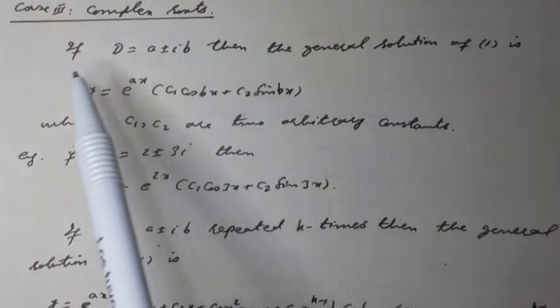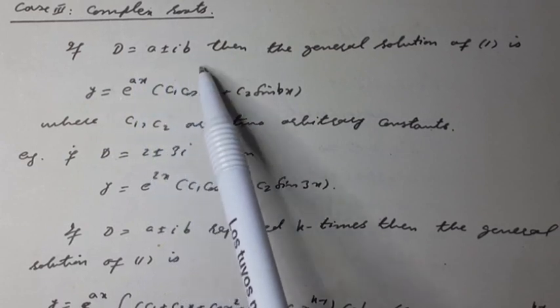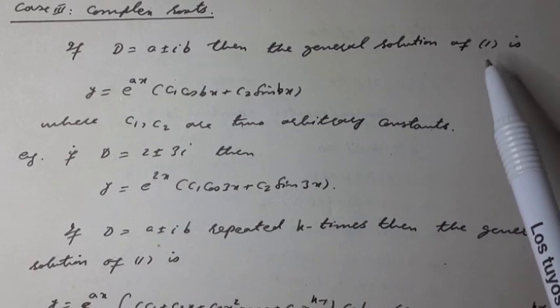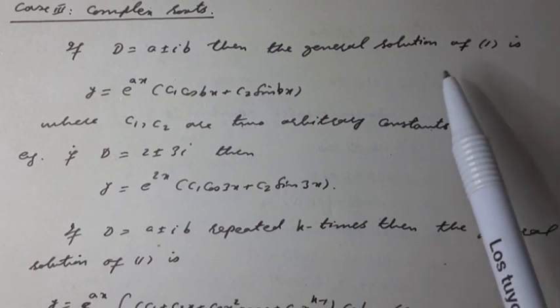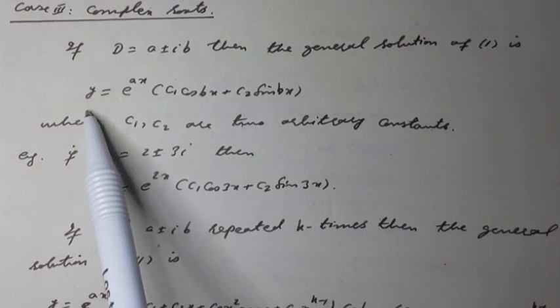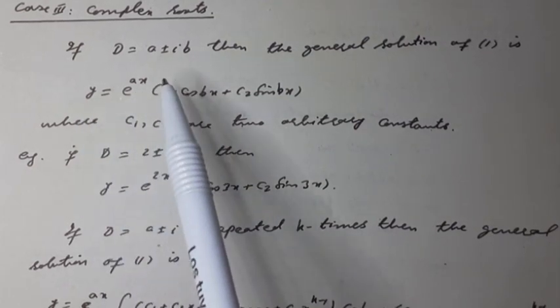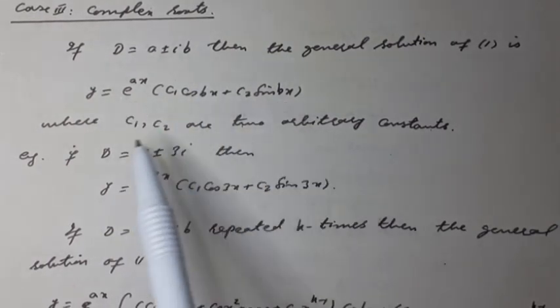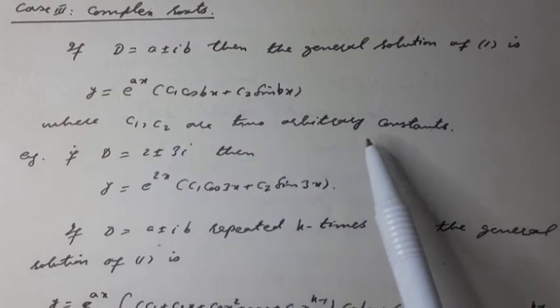Case 3, complex roots. If D = a ± ib, then the general solution of equation 1, which in this case is a linear homogeneous equation of order 2, can be written as y = e^(ax) (c1 cos bx + c2 sin bx). Note it and remember, where c1, c2 are two arbitrary constants.